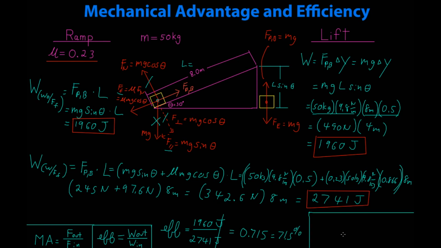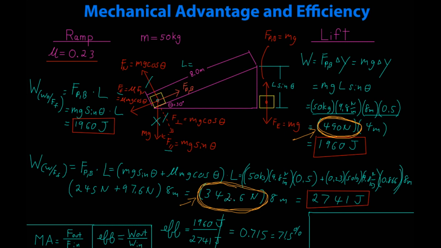Okay, now to answer our question. Why would you use the ramp? Well, looking at the work we did here, this value, the 490 newtons, represents how much force you would need to lift this box straight up into the air. However, this value represents force person on box when you're pushing the box up the ramp. So the 490 newtons is how much force you need to lift it straight upward. The 342.6 newtons is how much force you would need to push it up the ramp.